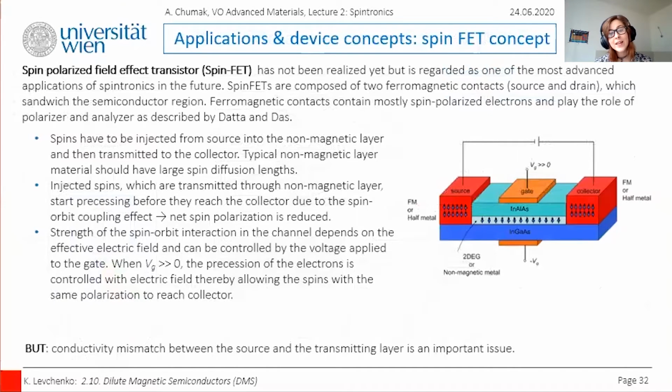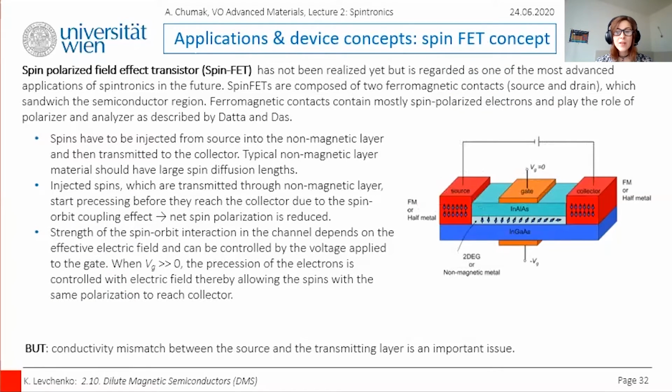Now we arrive at a final part where we would try to combine what we have learned in the first part of the lecture, namely different devices in electronics and devices in spintronics, and how they are combined with semiconductors and dilute magnetic semiconductors. One of the most interesting and advanced applications of spintronics is a spin polarized field effect transistor.